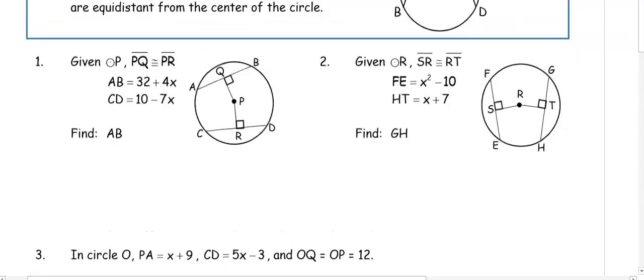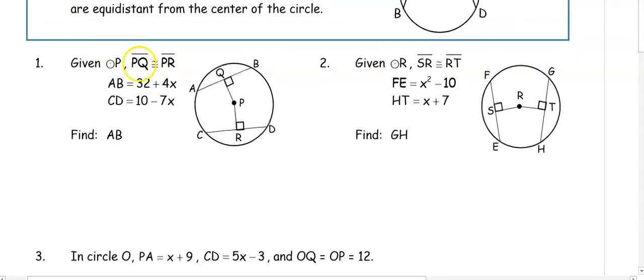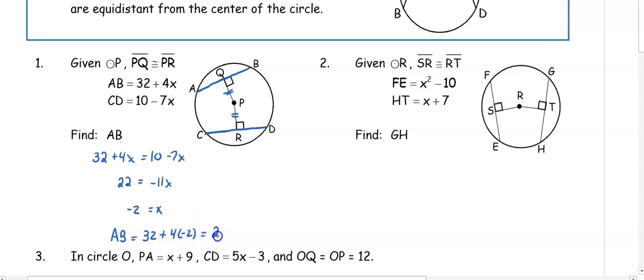So in our first problem, we are given circle P and PQ is congruent to PR, which means that these chords are now going to be congruent. So AB is going to be equal to CD. So we have 32 plus 4x is equal to 10 minus 7x. As we solve, we get 22 equals negative 11x, so x is negative 2. Then we need to find AB, so we are going to substitute back in. So we get 32 plus 4 times negative 2, which gives us a length of 24.